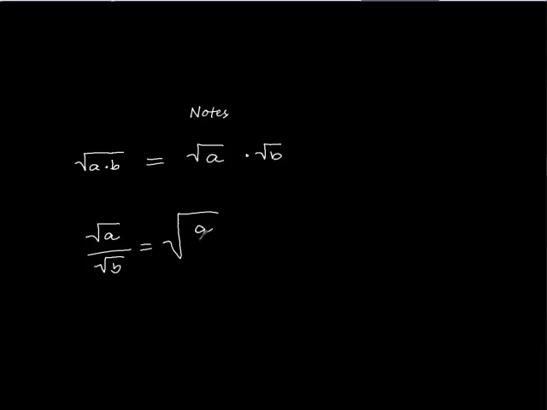Look, just a couple little rules here that we have to know. It's just really simple stuff. The square root of a times b is exactly the same as the square root of a times the square root of b. This is important because we're going to use this a lot later. And then also, the square root of a over the square root of b is the same as writing the square root of a over b.